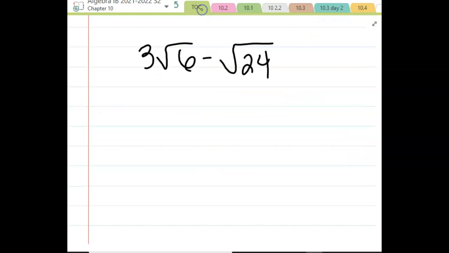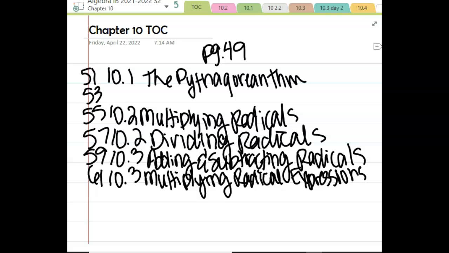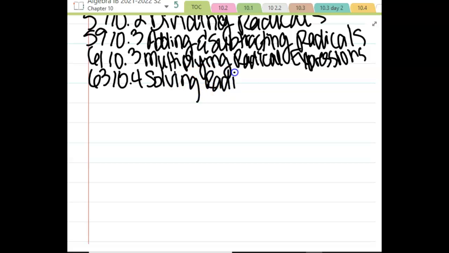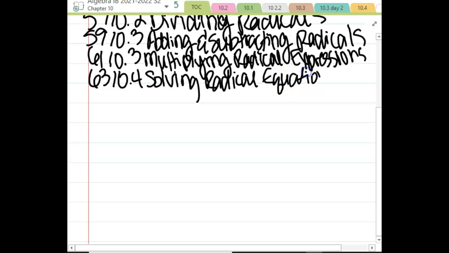Okay, let's get this glued into page 63. Does that sound right? Section 10.4, solving radical equations.